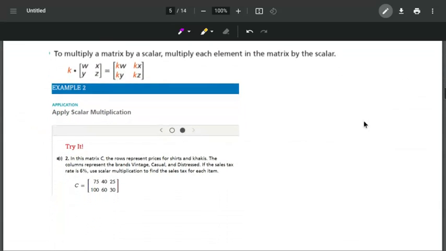Example 2 talks about multiplying by a scalar. A scalar is a number that is not a matrix, it's just a constant number. If you take a scalar and multiply it by a matrix, then that scalar is going to distribute to every single element inside the matrix. That's why you see K times W, K times X, K times Y, K times Z.